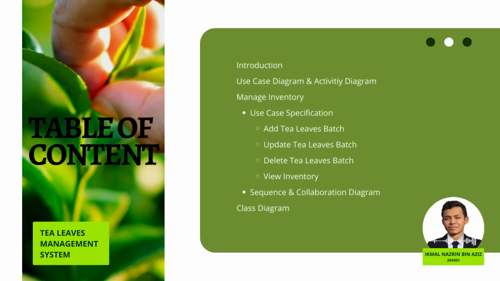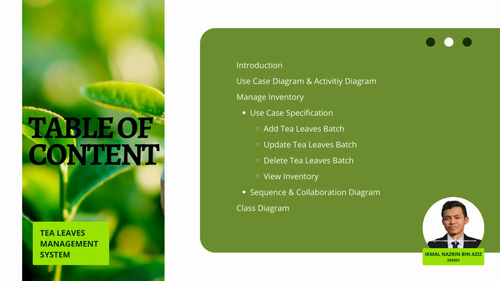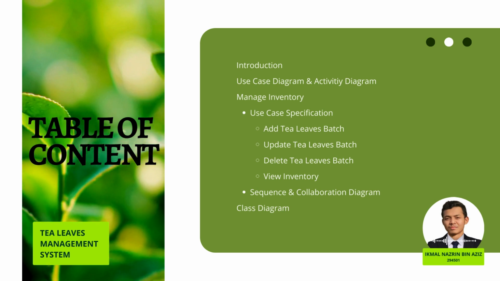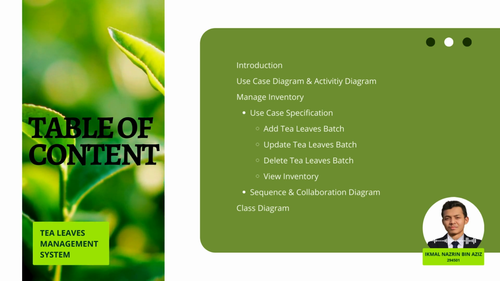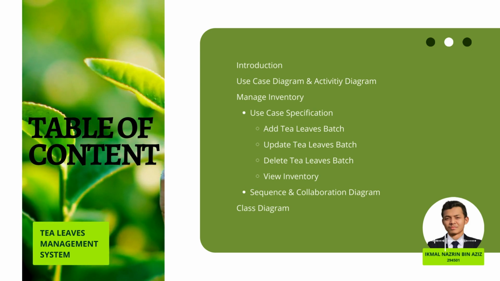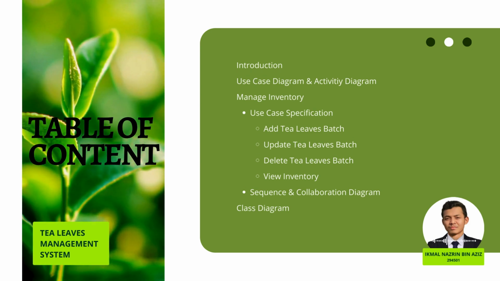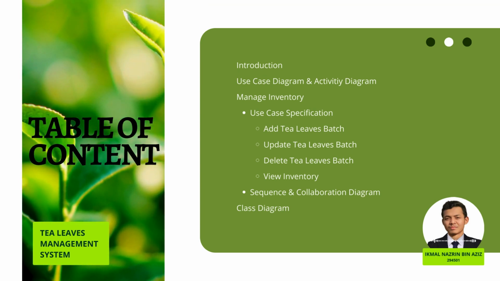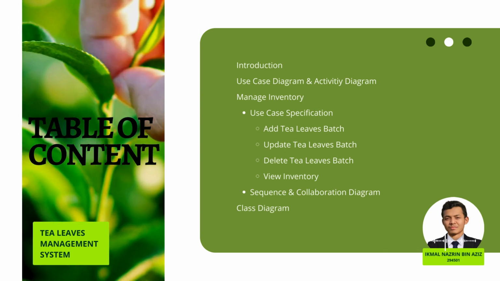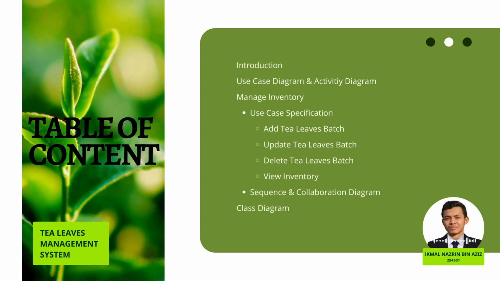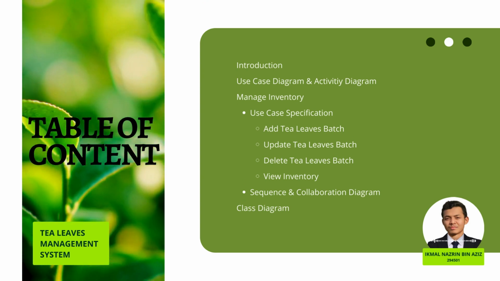Now, let's navigate through our presentation using the following table of contents. First, introduction and overview of the tea-leaf management system and its significance. Second, use case diagram and activity diagram, illustration providing insights into system behavior. Third, the most important functionality of the system is manage inventory. We show you its use case specification that consists of add tea-leaf batch, update tea-leaf batch, delete tea-leaf batch, view inventory.